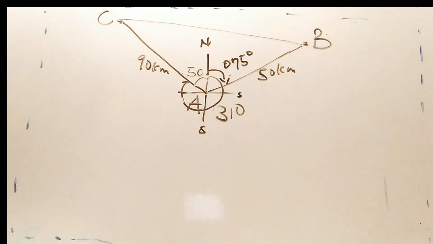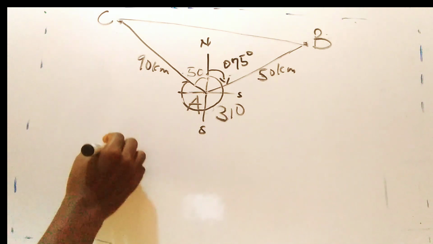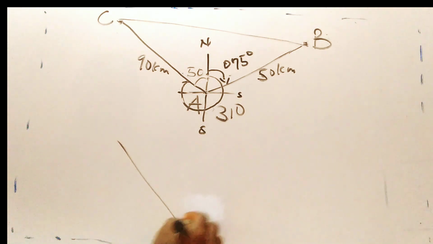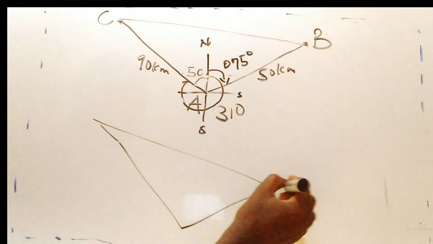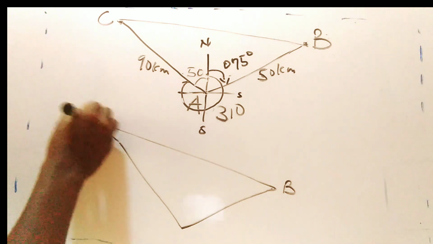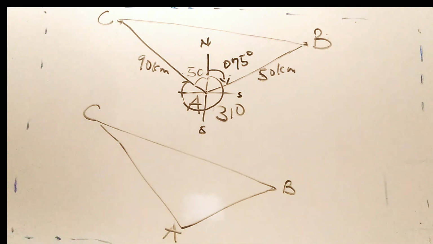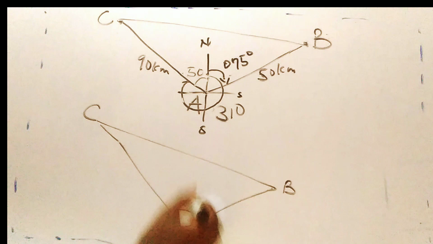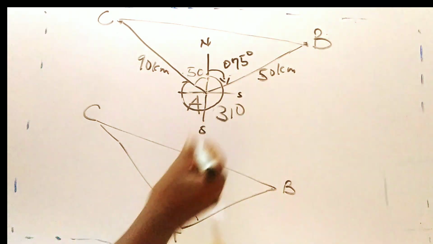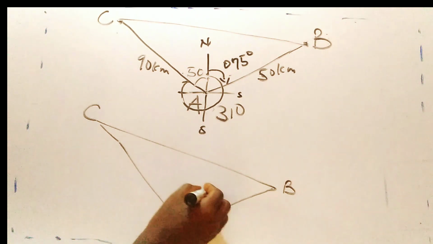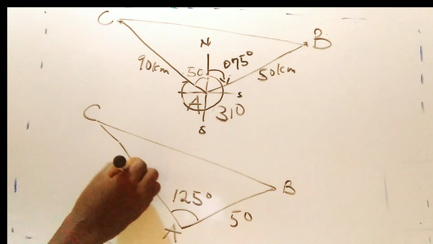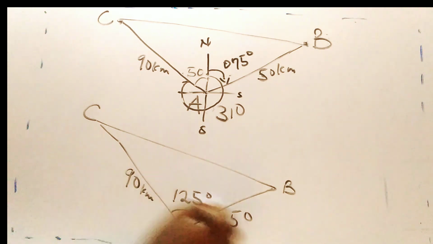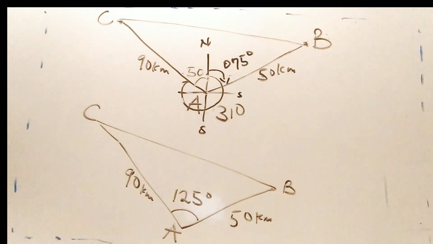So if you look at this, we are having a triangle that looks like this. So here is B, here is C, here is A. If you add this 50 to this 75, that gives us 125 here, 125 degrees. And we have 50 and we have 90. So this is how the triangle looks like.